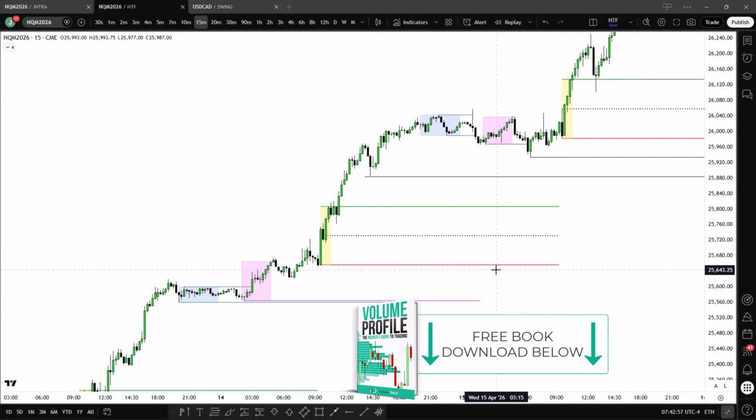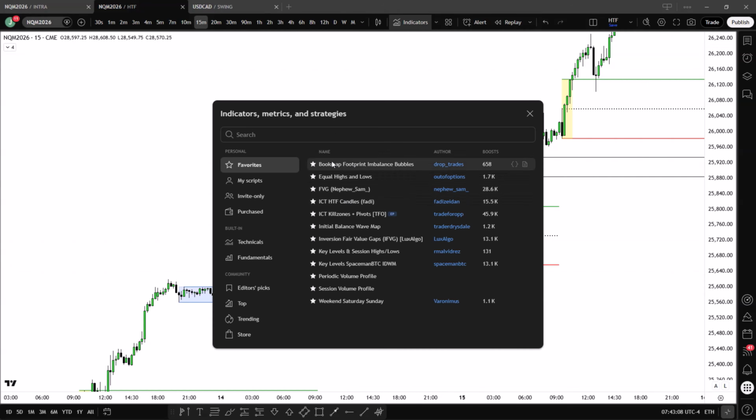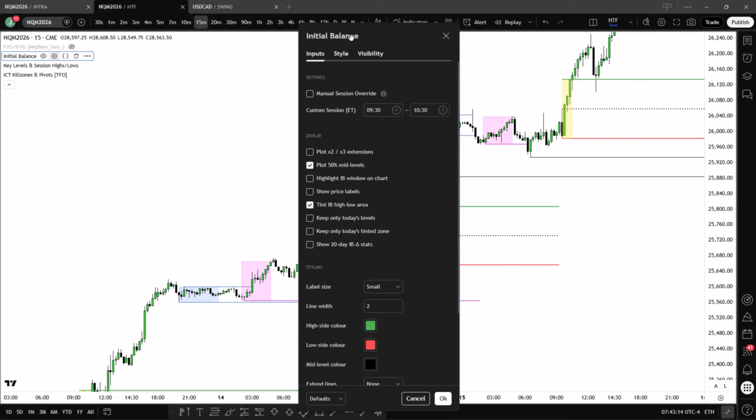So first of all, this is an example of the tool that I use. It marks out the first hour highs and lows. You can mark them out yourself. You don't even need a tool. I happen to use a tool, and here it is right here. It's called the initial balance wave map by Drysdale.